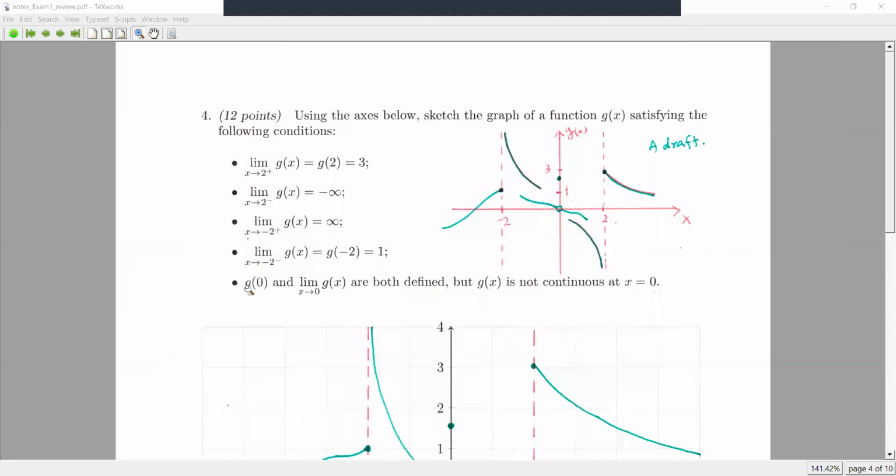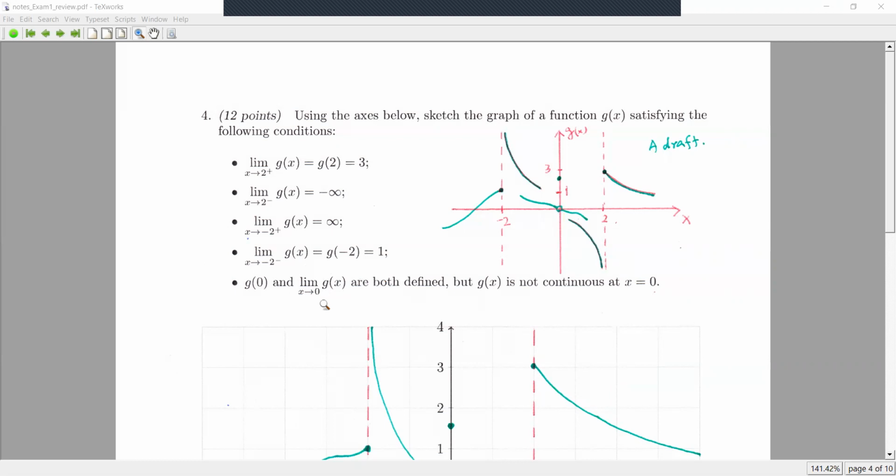Condition 5. Function value at 0 and the limit at 0 are both defined. But the function is not continuous at the point 0. Because the function value at 0 is not specified. At x is 0, I arbitrarily place a solid point to represent the function value at x is 0. This both-sided limit exists, but the value of the limit is not specified.